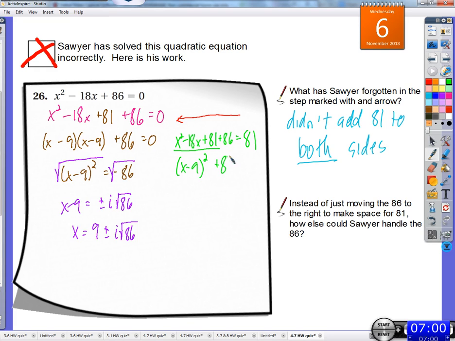So we still have a plus 86, and that all still equals 81. Subtract 86. We want to get the square thing by itself. So you get negative 5 on that side.